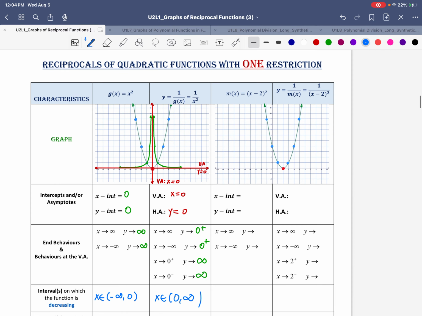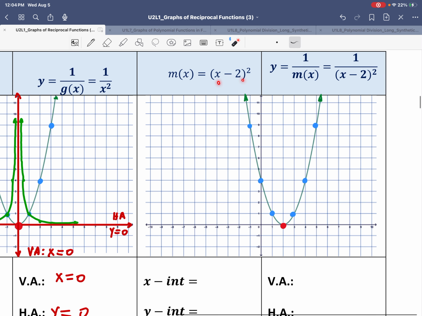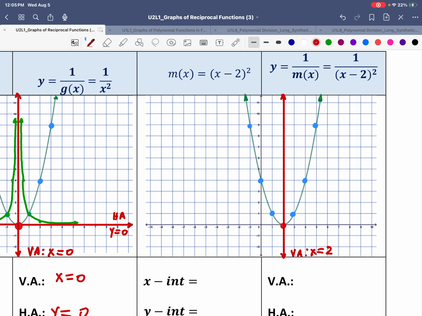Now, in a similar way, we can draw the graph of the reciprocal of x minus 2 to the power of 2. Here is the graph of it. This time we have the vertex at 2 and 0. So that's where the graph of the function will show the y value of 0. And that's where the vertical asymptote will happen. And we're going to label this by its equation. Vertical asymptote is at x equals 2 this time.